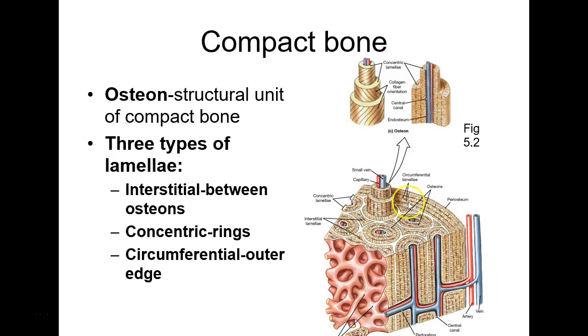And then the lamella that goes, see the way it looks almost like a racetrack going all the way around the circumference of the bone, that would be circumferential lamella. They're all lamella, right?